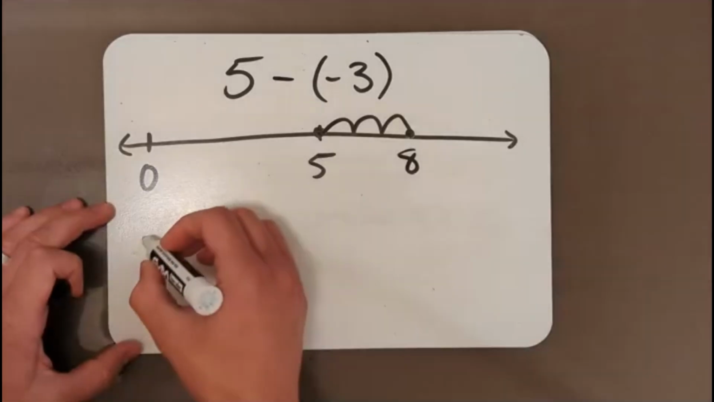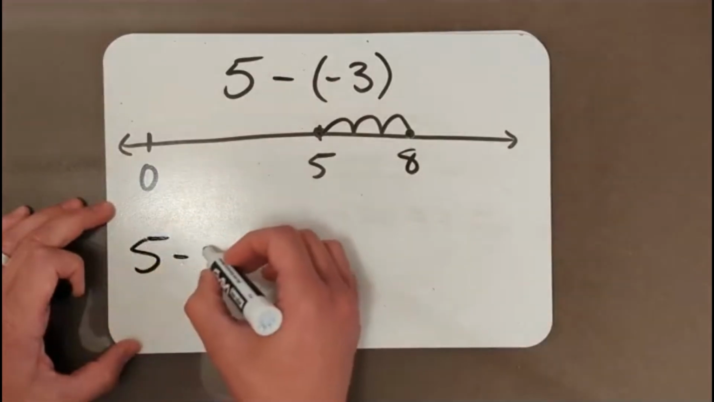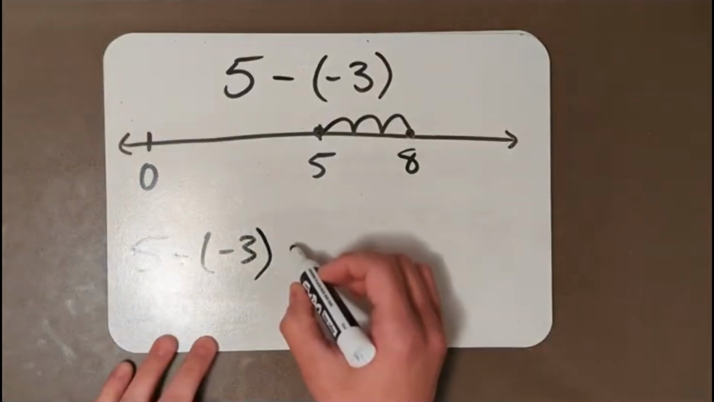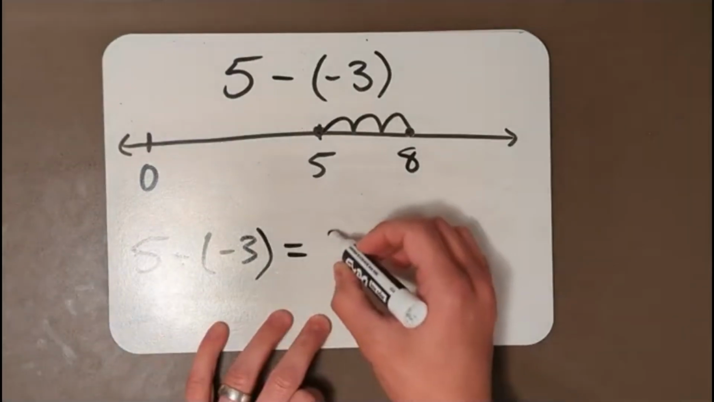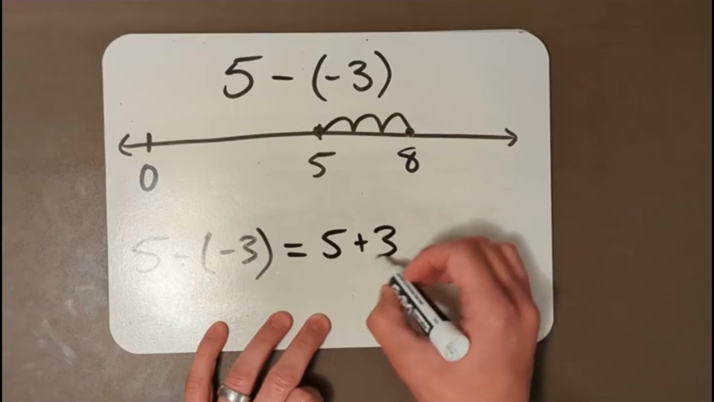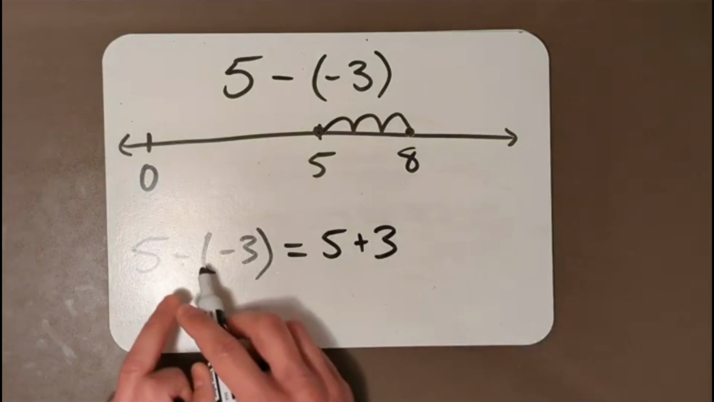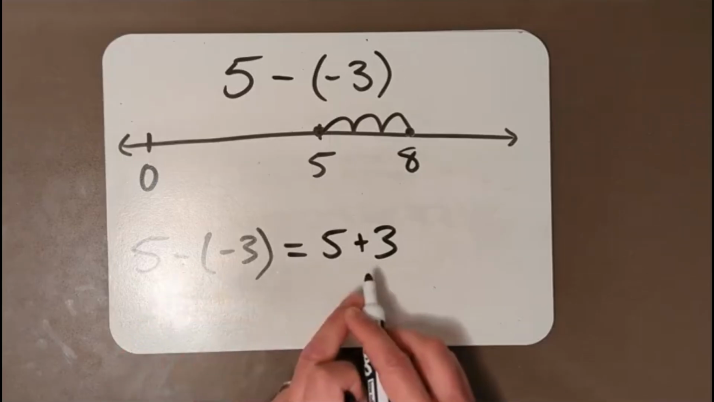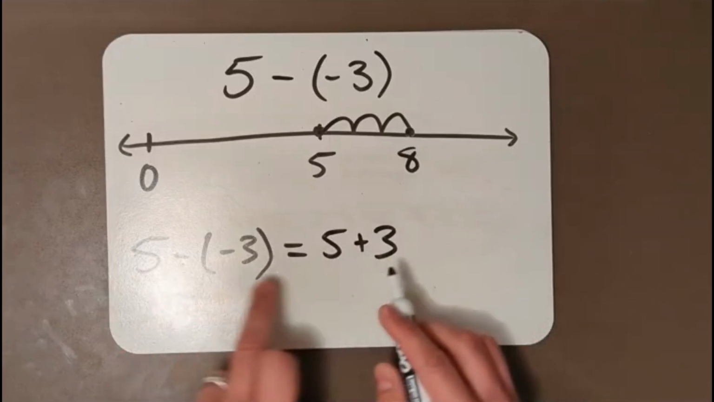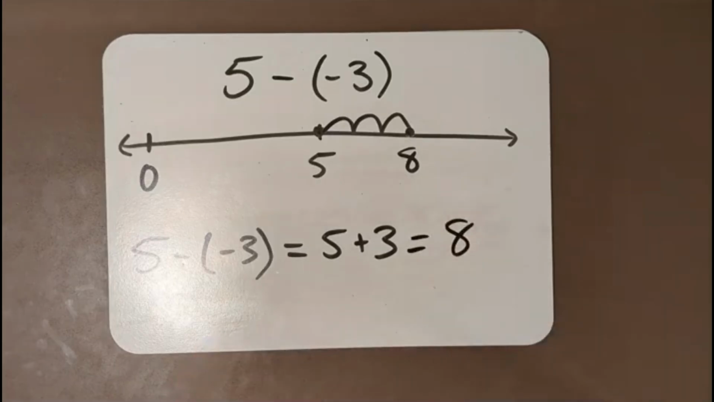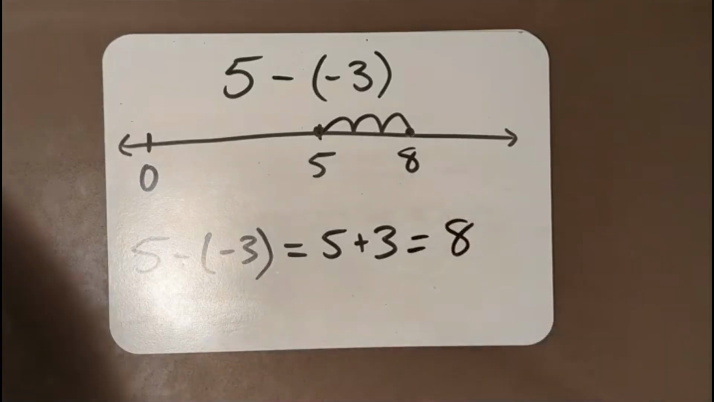And then our abstract model for this is we're literally changing this from 5 minus negative 3 into 5 plus 3, because instead of subtracting a negative, we can just add the opposite of negative 3, add the positive 3, to get 8. Okay, so that's our first example.